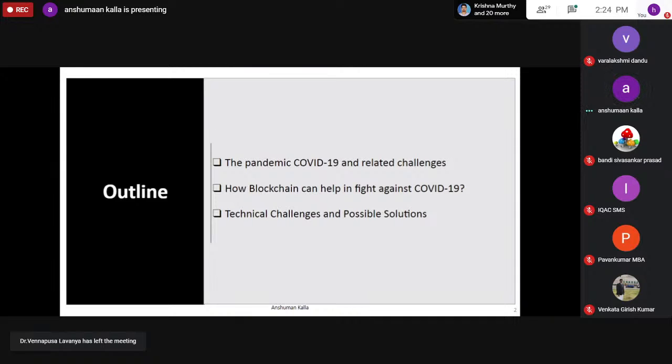I think all these different sections are very much interrelated, and towards the end, the technical challenges and possible solutions would be interesting for the people who have a much stronger technical background and want to improve things in the blockchain space. All right, so let's get started.